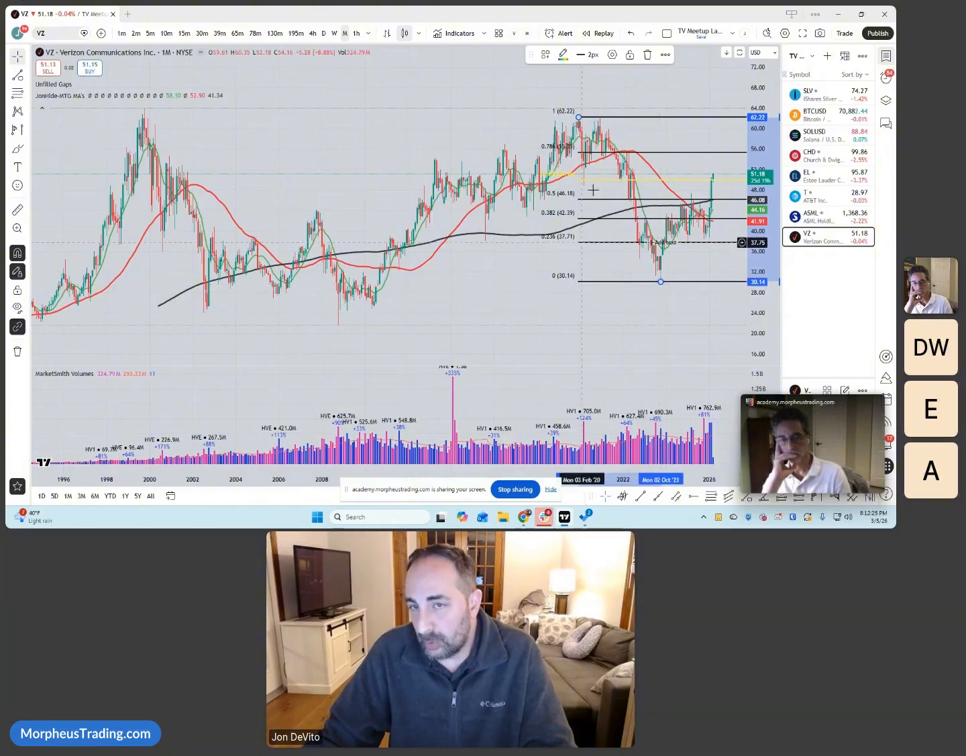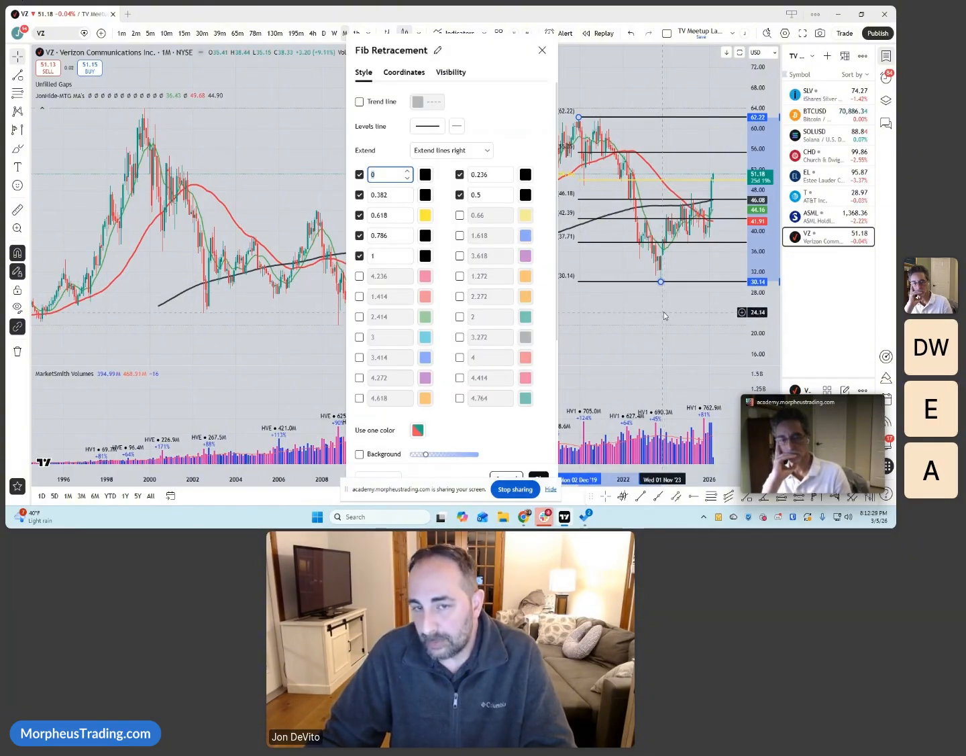To set this tool up, once you pull your first Fib, if you double click on one of your dots, you can put in here all of your levels. These are the normal Fib levels, the ones that have the checks on there.